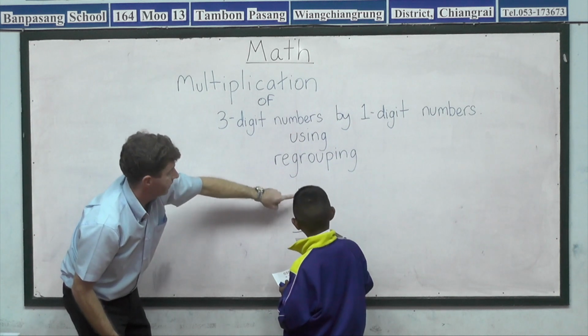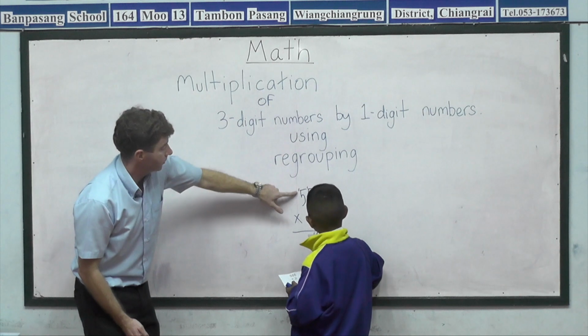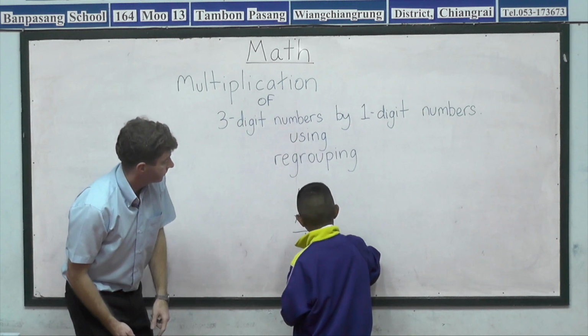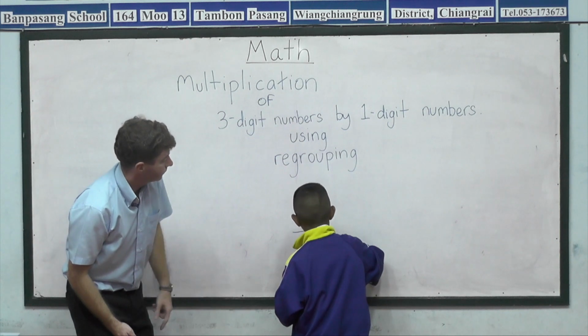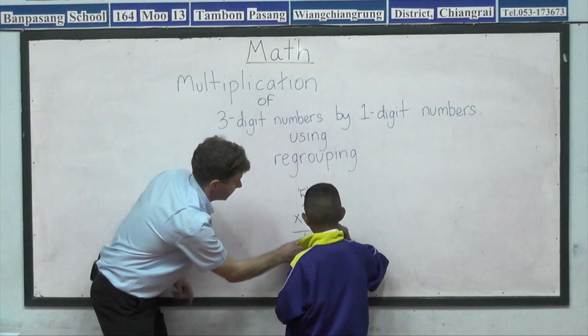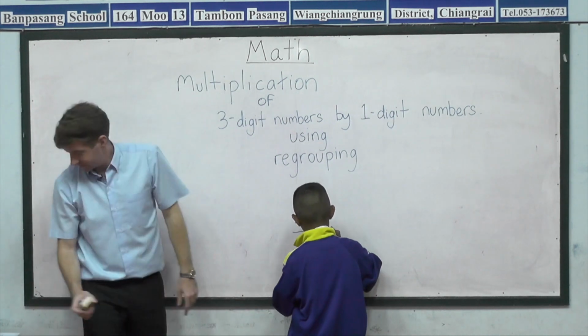2 times 5 equals 10, plus the 1, so we can write 1, 1. Don't forget the 1 we carry over. Excellent.